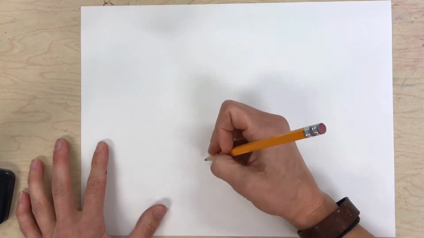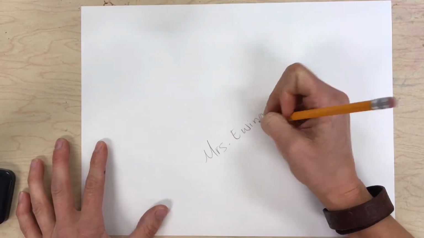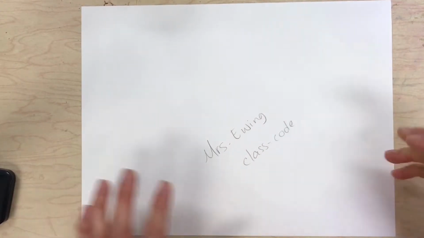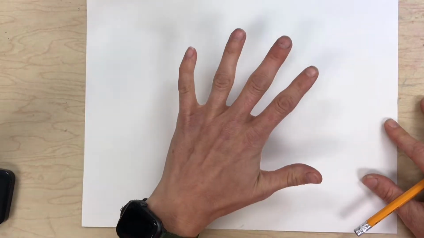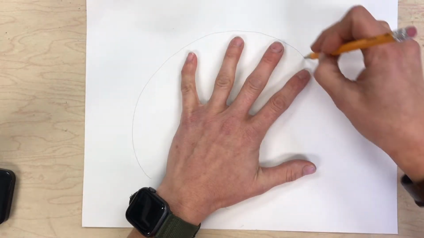So first step, I need to write my name on my paper, and you'll have to write your class code. And then I'm going to flip my paper over. And when I'm drawing a pumpkin, I want it to be nice and big and take up most of the space on my paper. So I'm going to lay my hand on my paper and trace around my hand lightly.